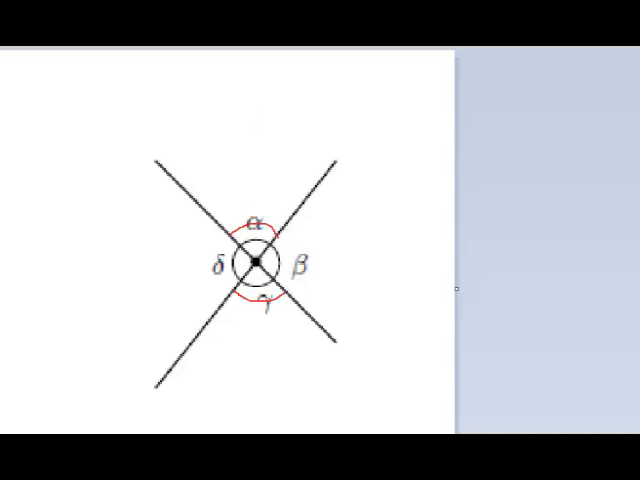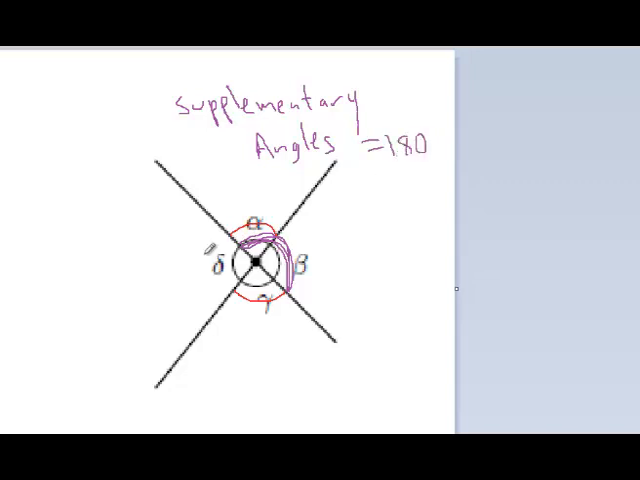Angles that are next to each other, for example, alpha and beta, these two, have to equal 180 altogether. The reason why they have to equal 180 altogether is because together they make a straight line. And those are what are called supplementary angles. Supplementary angles must equal 180. You could have two supplementary angles, or you could have three or more supplementary angles.